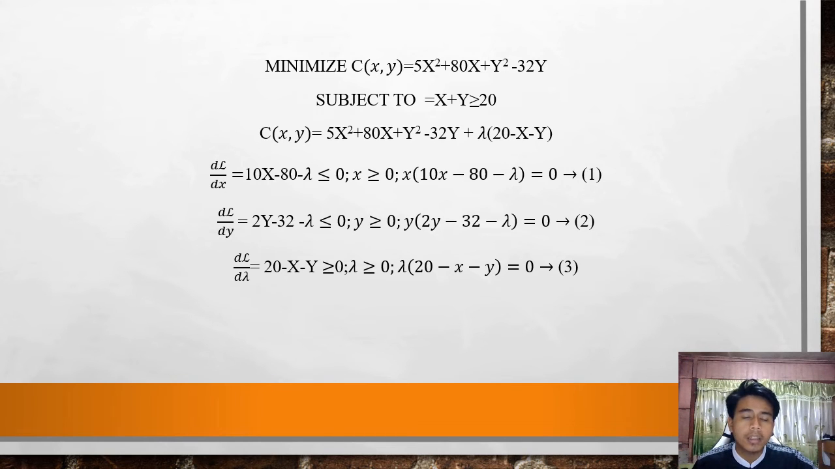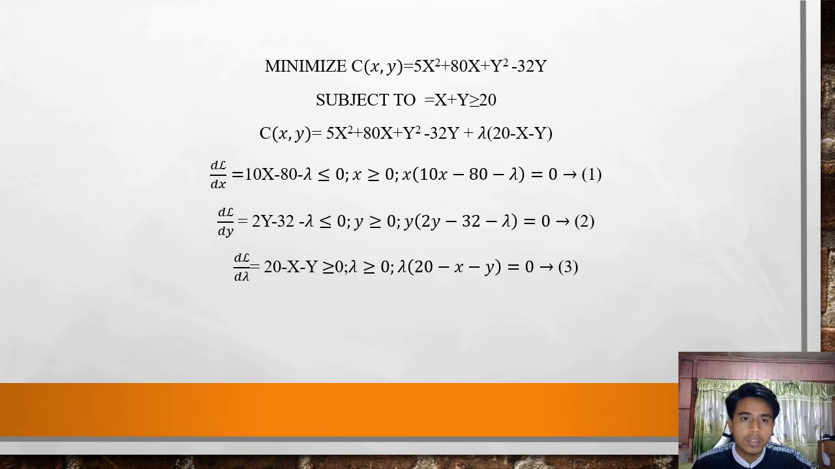The next step is setting the Lagrangian function. It is C(x,y) equals 5x squared plus 30x plus y squared minus 32y plus lambda times (20 minus x minus y). The next step is setting the Kuhn-Tucker conditions.